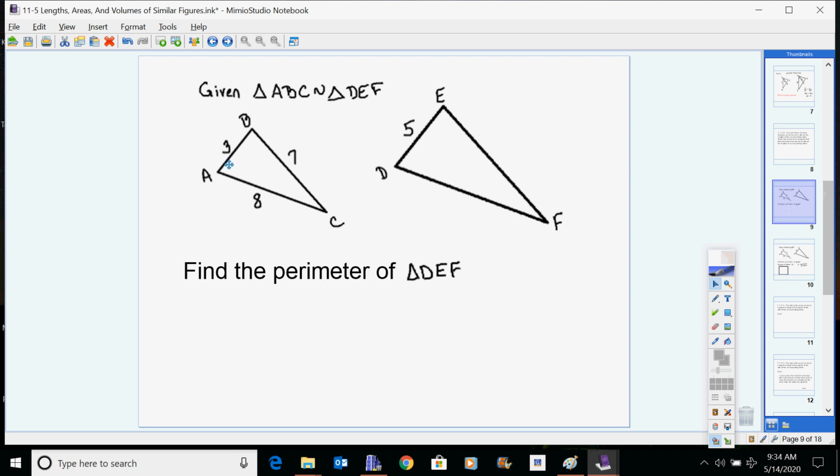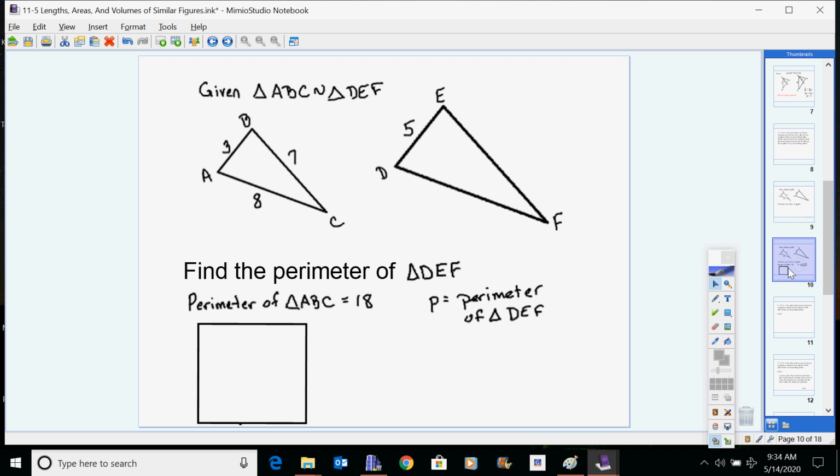So if the side lengths have a similarity ratio, the perimeter uses that same similarity ratio. In other words, here we go with this. 3 and 5 are in those same spots, so those go together, AB and DE. They're not congruent because they're not congruent triangles, just similar.